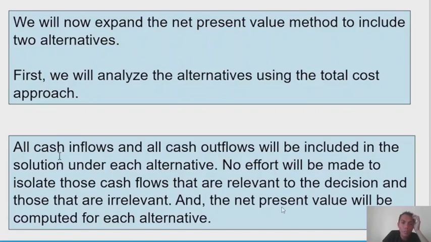No effort will be made to isolate those cash flows that are relevant to the decision. So dito ang i-analyze mo lang is cash inflow and cash outflow for the two projects. And then hindi mo ipaghihiwalay yung cash flow mo kung ano yung mga costs that are relevant or those that are not relevant. And the net present value will be computed for each alternative. So yung net present value nyo ay i-compute sa bawat alternative.